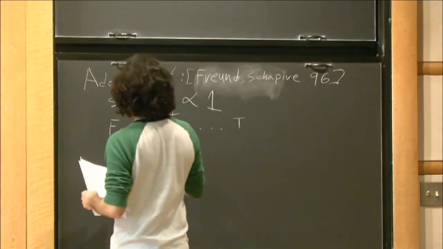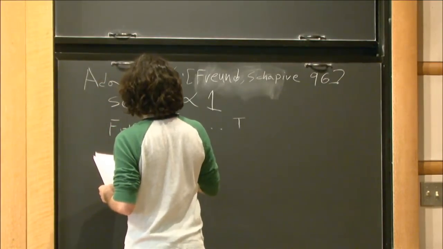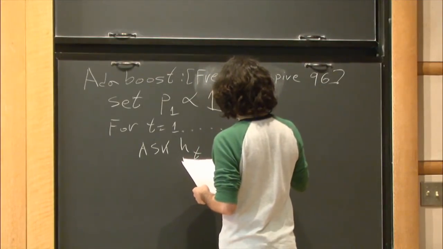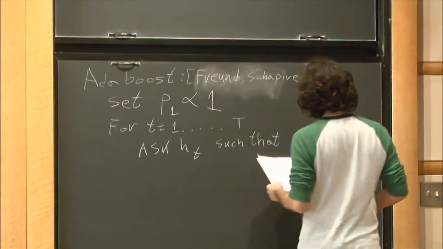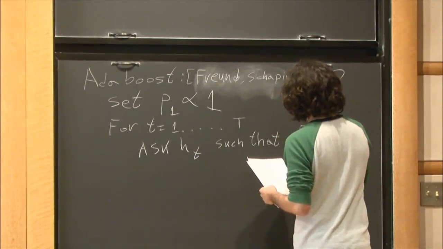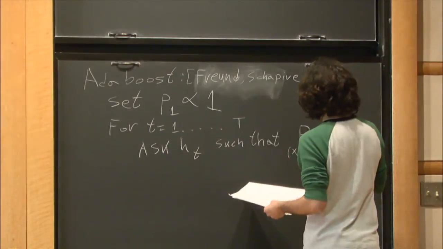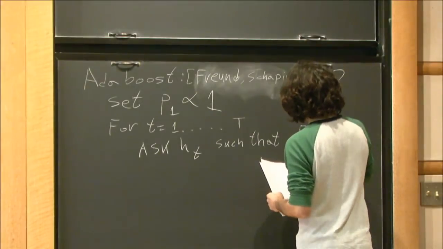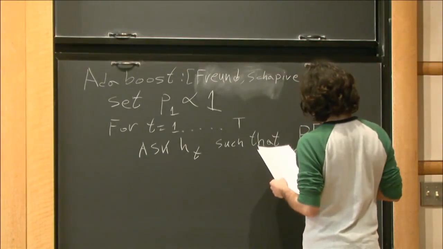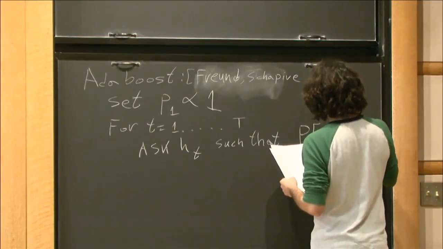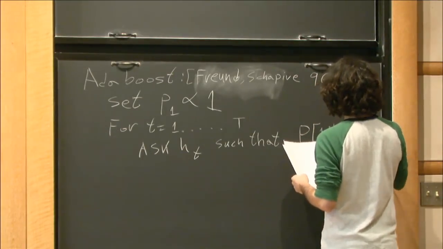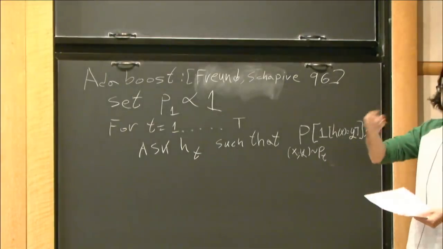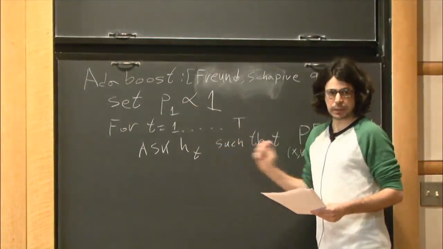We ask a weak learner such that, if I draw points from that distribution over the sample points, then this is what we are guaranteed to have. We say that for every distribution, I can ask for some random guesser. So I have a distribution and I ask for a random guess.